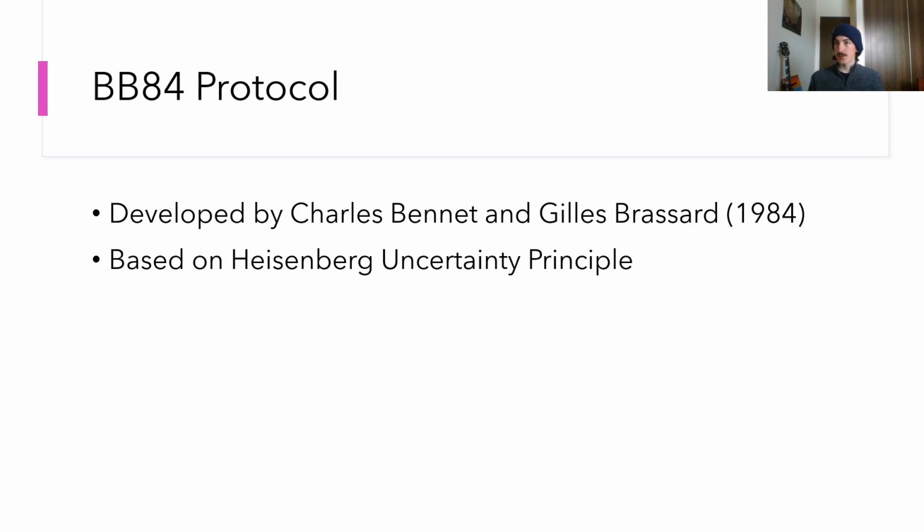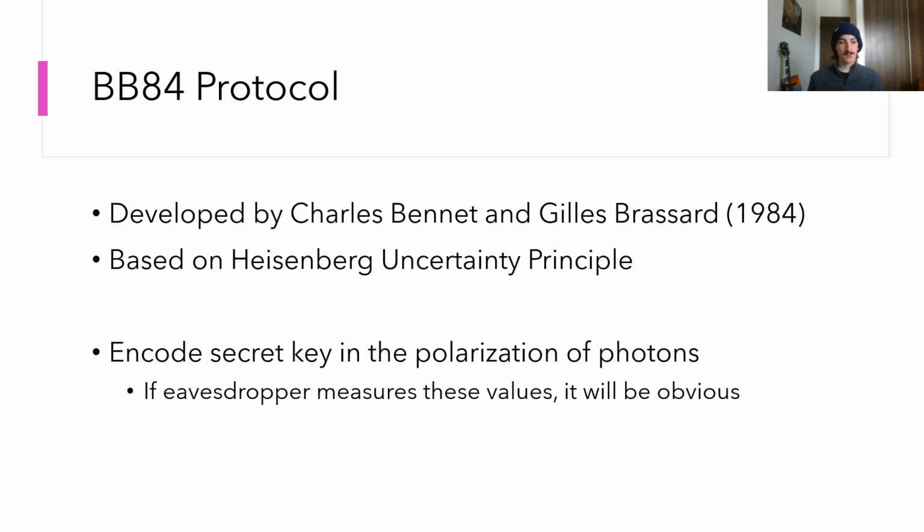And so the protocol I'm going to talk about today is the BB84 protocol. It was designed by Charles Bennett and Gilles Brassard in 1984, and this is heavily based on the Heisenberg uncertainty principle. What this does is you first encode the secret key in the polarization of photons. And the way it's set up is if an eavesdropper measures these values, it'll be pretty obvious, you can tell.